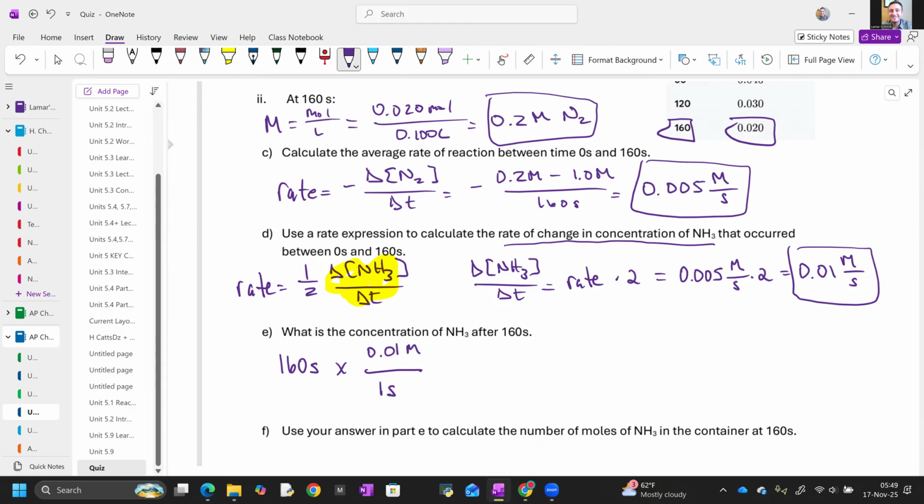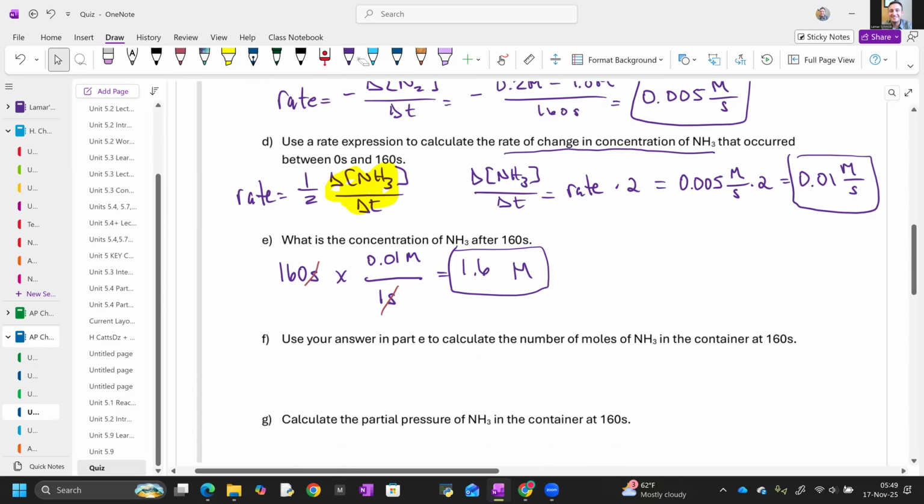And then we know, according to part D, that 1 second is equal to 0.01 molar. And so we notice that seconds and seconds cancel, and we're left with the unit molar, right? Molarity, which is what we want to know. What is the concentration after that time? So we take that rate times 160, and it is 1.6 molar. So what is the concentration of NH3 after 160 seconds? It's 1.6 molar.